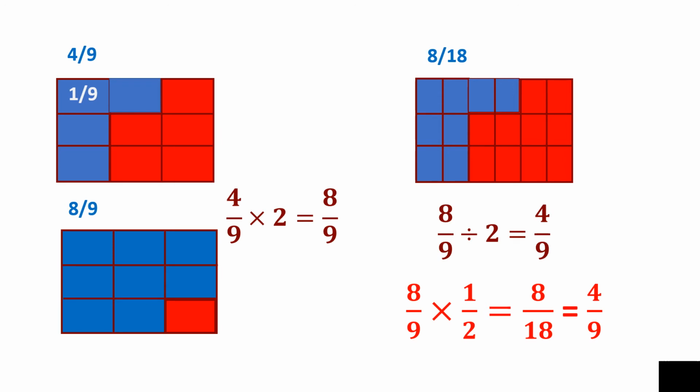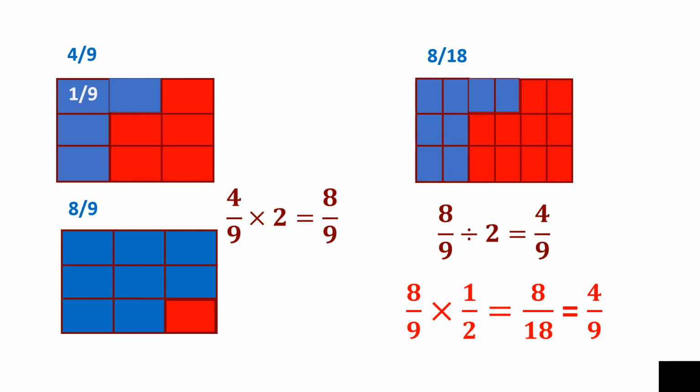Suppose we wanted to divide 8 ninths by 2. In essence, we're reversing the multiplication we just did. We're dividing 8 ninths by 2. 8 ninths divided by 2 equals 4 ninths. If we divided only the numerator by 2, it would give us that answer.